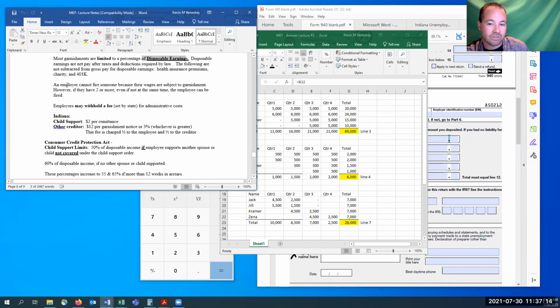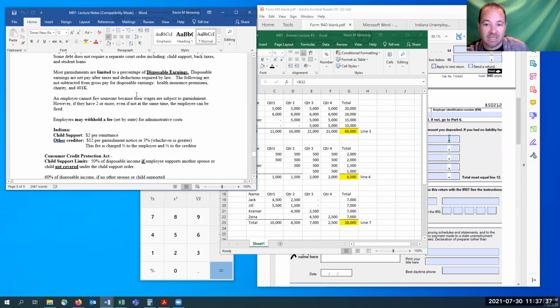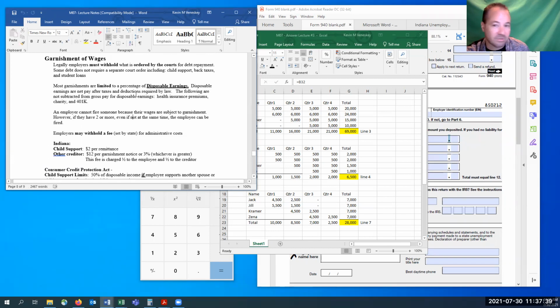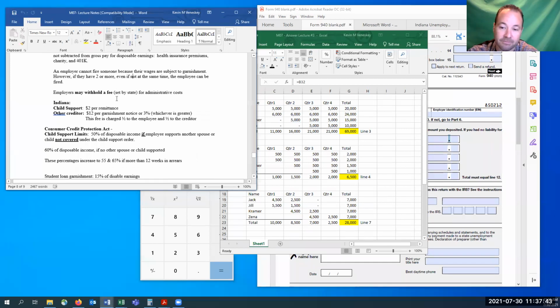Notice here, I thought this was interesting. An employer cannot fire somebody for having one garnishment, but once they hit 2 or more, they can be fired, even if it's not at the same time. Basically, I guess what that means is the law allows you to have one mistake, but if you have 2 or more, maybe it's starting to set a trend, and the employer may not be able to trust you because you're not taking good care of your money. Maybe you won't take good care of the business, whatever it is. So I thought that was interesting.